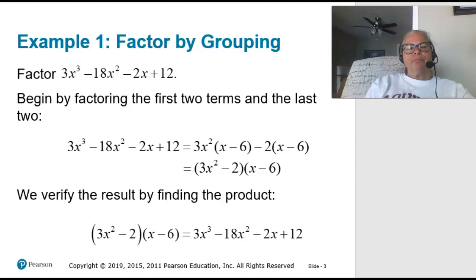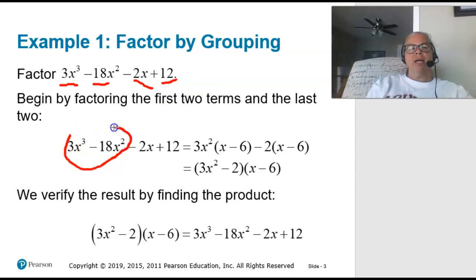So, example 1, factoring by grouping. It is important to note that the reason this is different than other factoring is because there are 4 terms. There's 1 term here, 2, 3, 4. So it's important to know that we only try factoring by grouping when we have 4 terms. We look first for common factors in groups of 2 terms.